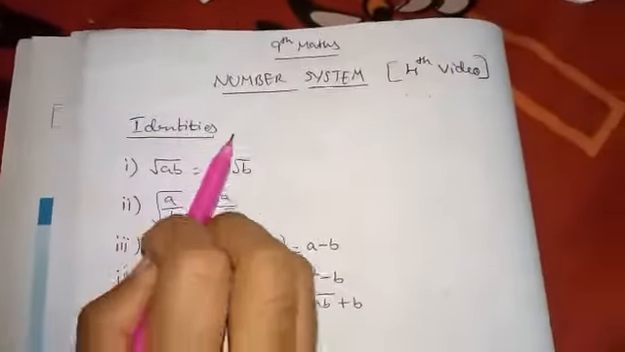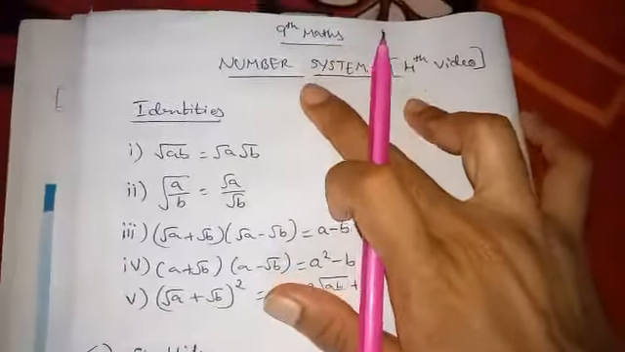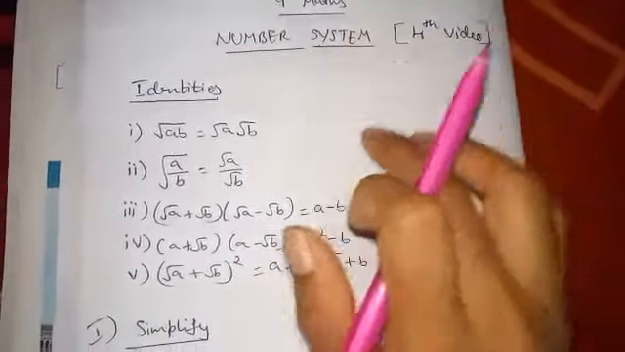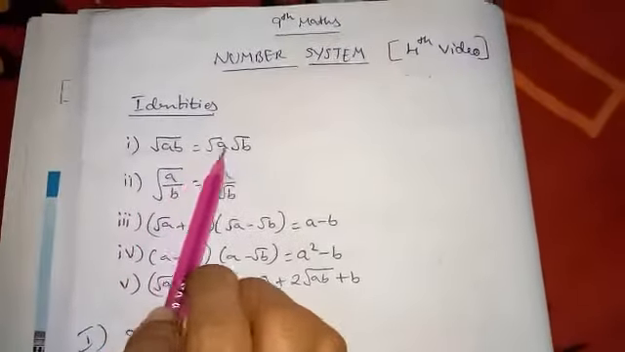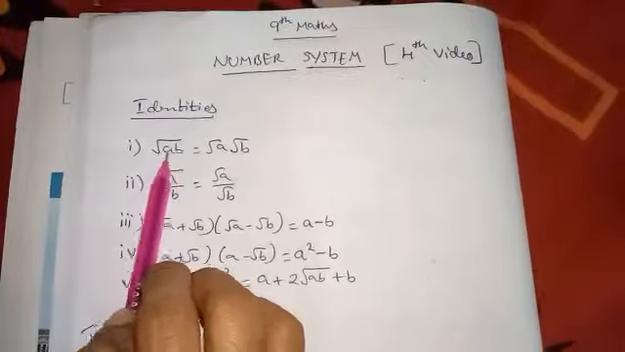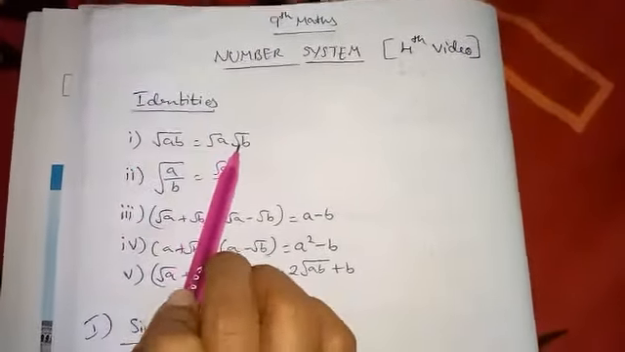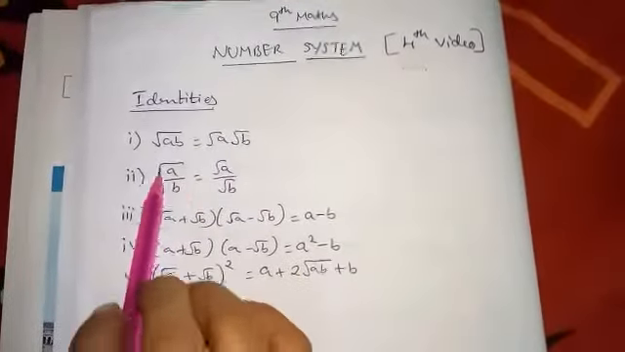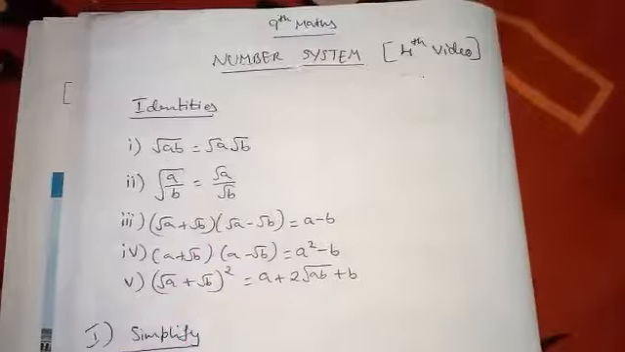So these are some identities you should not forget. Remember them. Root AB is equal to root A into root B. If they are multiplied together, root AB can be written as root A into root B, and root of A by B can be written as root A by root B.